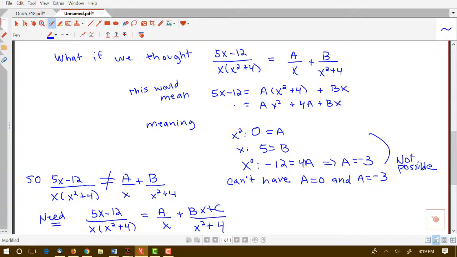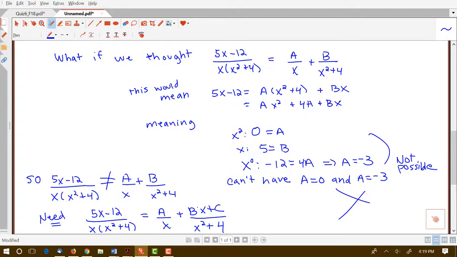Then equating the coefficients, that would mean that this A over here was equal to 0, because there are 0 x squareds on the left, that this coefficient of x here, B, would be equal to 5, the coefficient of x over here, and that 4A was equal to -12, the constant term. Well, that tells us that we both have A = 0 and A = -3, so that's just not possible. So it can't be that (5x - 12) over x times (x squared + 4) is equal to just A over x plus B over (x squared + 4).